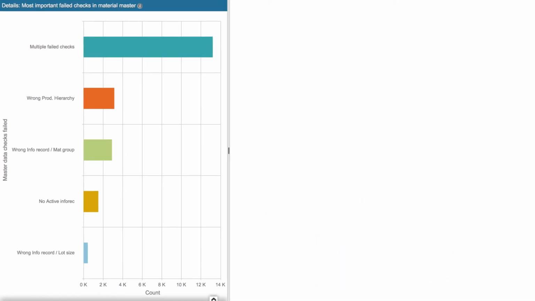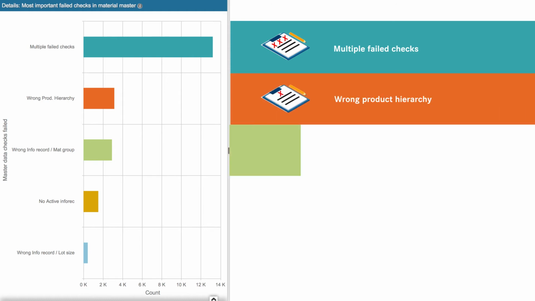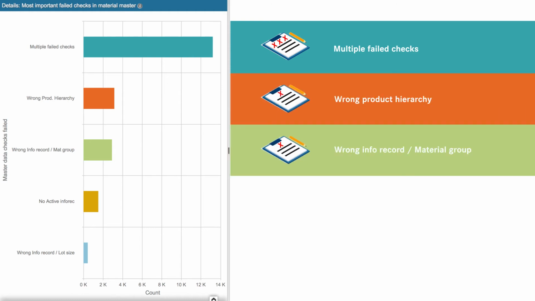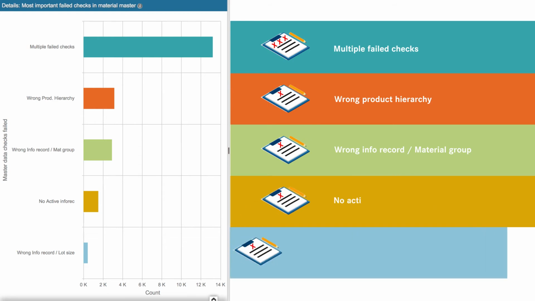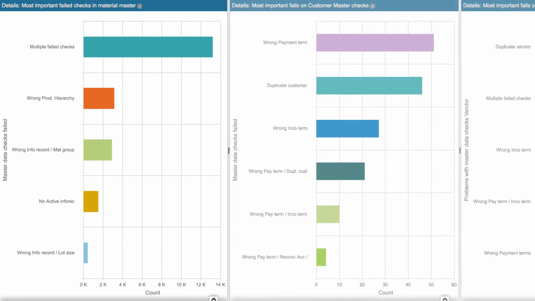Most master data have issues on a number of checks, followed by master data that has wrong product hierarchy and a wrong info record or material group. We can now drill down and find out what these multiple failed checks consist of, so we can take action and make sure our master data passes our checks in the future.